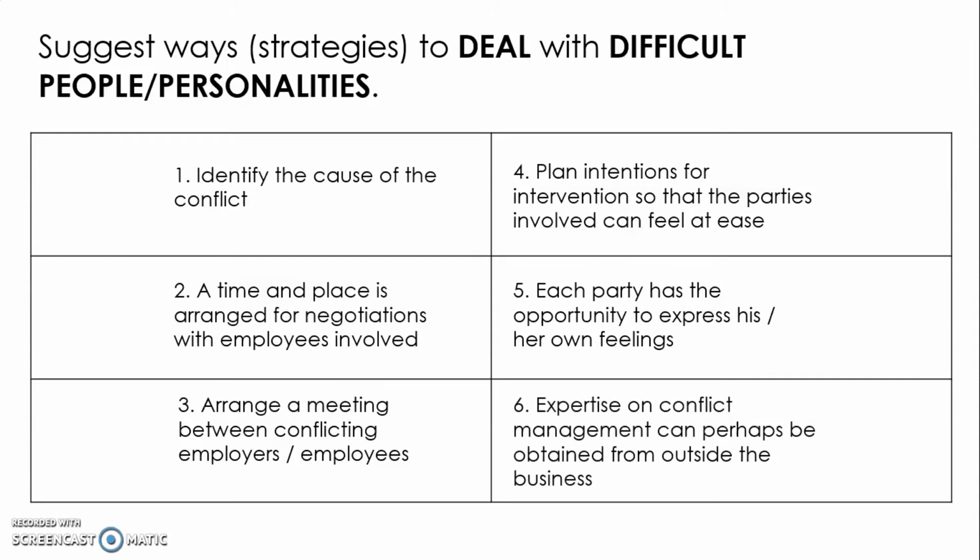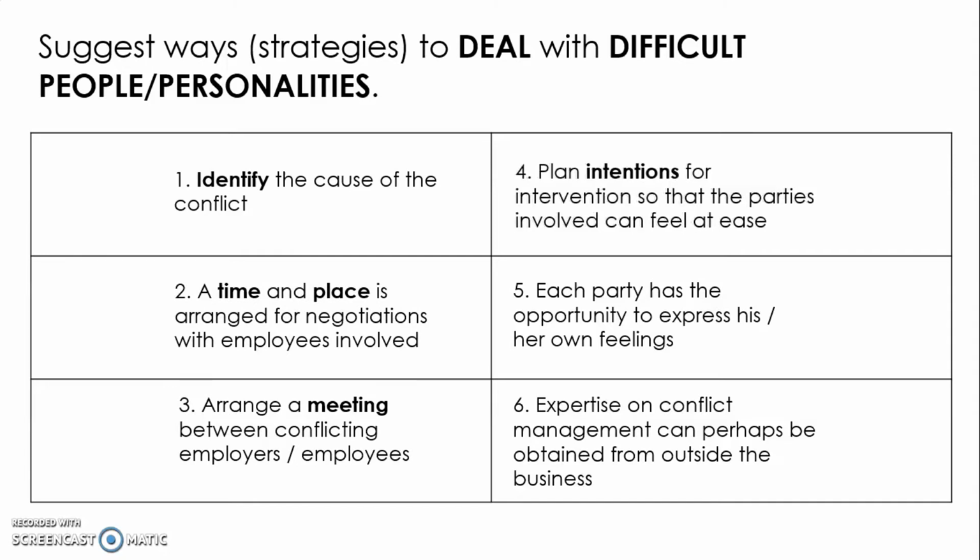And lastly, expertise on conflict management can perhaps be obtained from outside the business if the business feels it is necessary. Let's look at the keywords now. Firstly, we have the word identify. Second, time and place. Thirdly, meeting. Then we have the word intentions, express and feelings, and expertise.